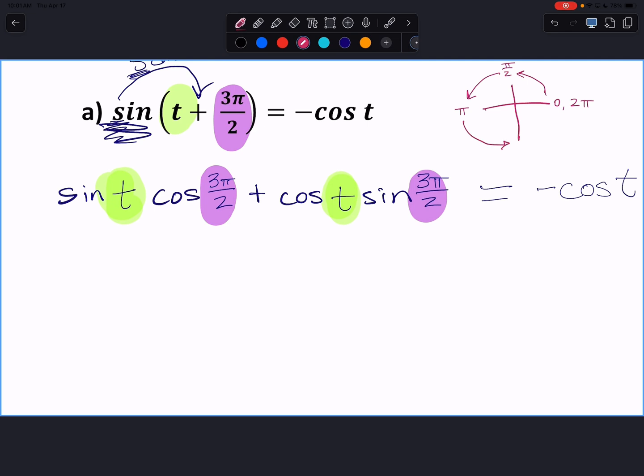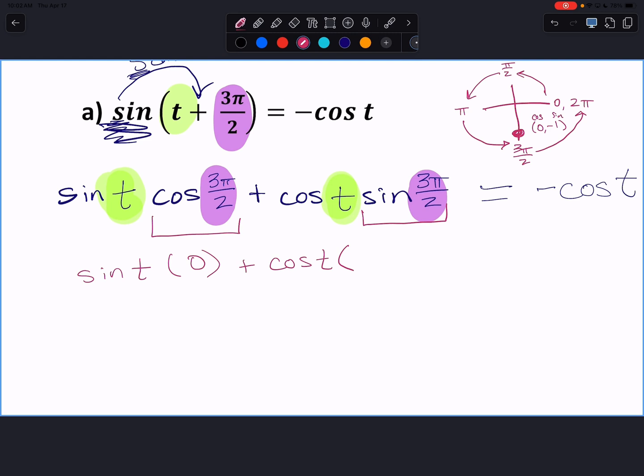So this is 3 pi over 2, which means this would be 4 pi over 2, and that's why it reduces to 2 pi. Okay? So what are your coordinates at 3 pi over 2? 0, negative 1. And we know the x is cosine, the y is sine, right? So I'm going to plug in 0 right here for that cosine. So sine of t times 0, and then plus cosine of t times, what am I going to plug in for sine of 3 pi over 2?